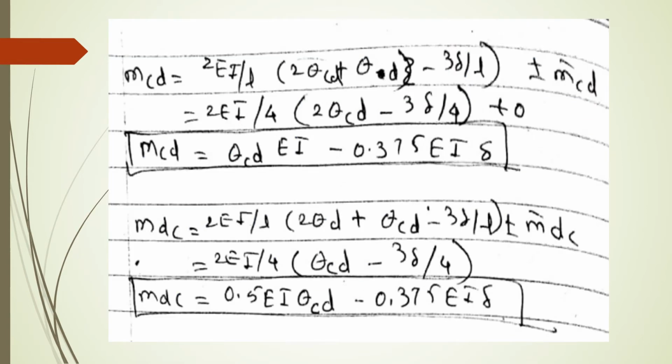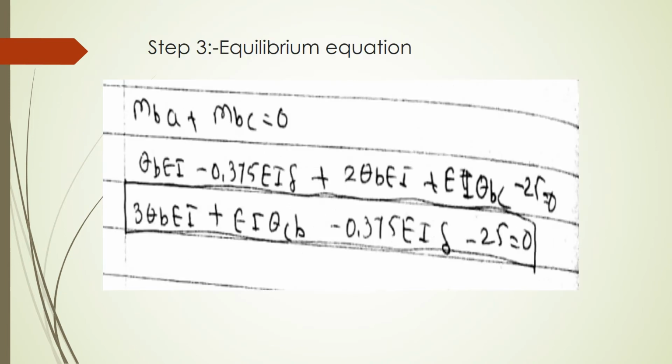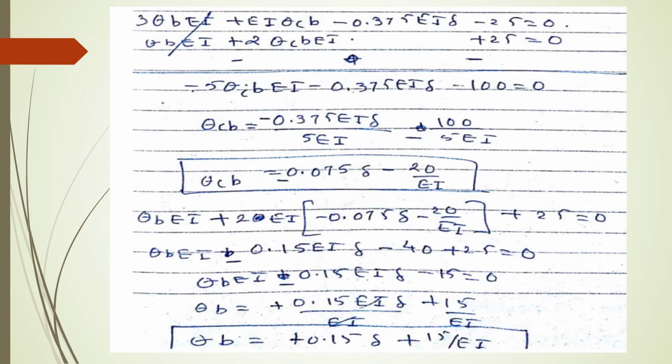Now from C to D and D to C, again we have to write the slope deflection equations in a similar way, theta C and theta D. One more unknown we will have, which is delta. Next step is to apply the equilibrium equation. So at joint B we have written an equilibrium equation from where we got this equation. The next equation we consider at joint C, and we have to solve the equations simultaneously. So we will have these values theta C and theta B with us.